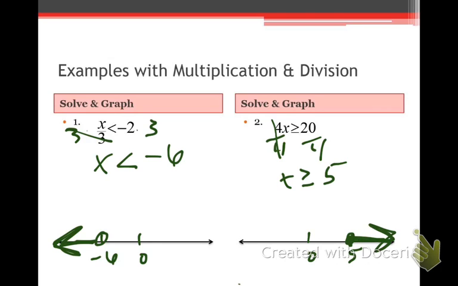If you're not sure, plug 0 in. Is 0 greater than 5? No. So 0 should not be shaded in. Okay? Quick check. So, no big deal. Just like we were doing before with solving equations, we're just going to undo division by multiplication and multiplication by division.